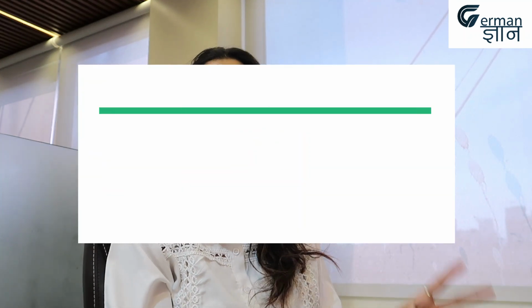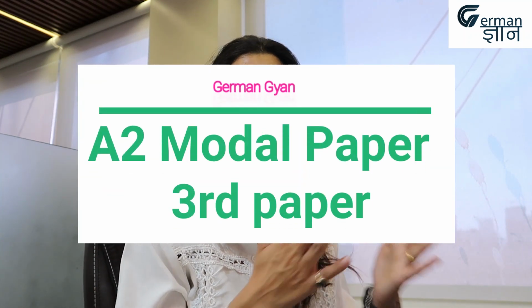So basically this is the Modal Paper 2, which we are launching every Saturday at 7 p.m. 4 Modal Papers have already been launched for A1. 1 Modal Paper has been launched for A2. So this is going to be the second Modal Paper for A2. I hope this series is helping you.